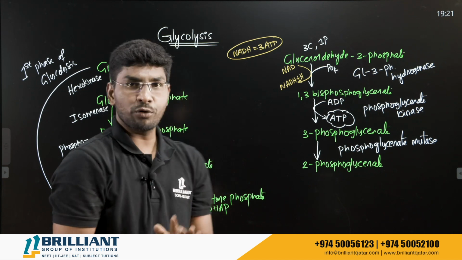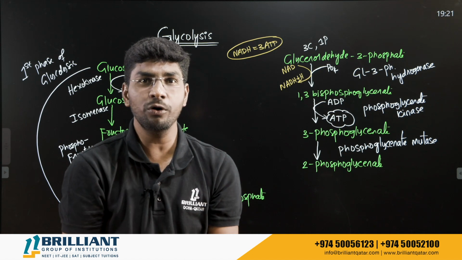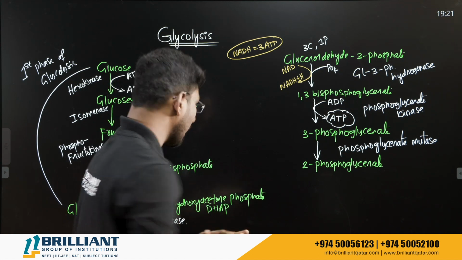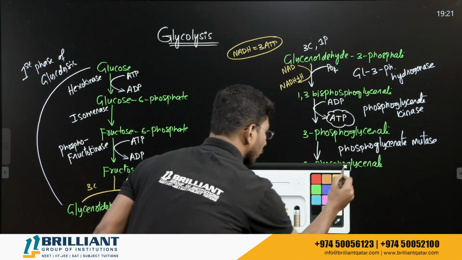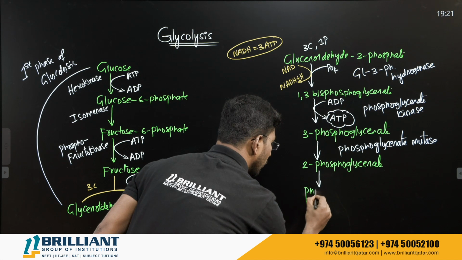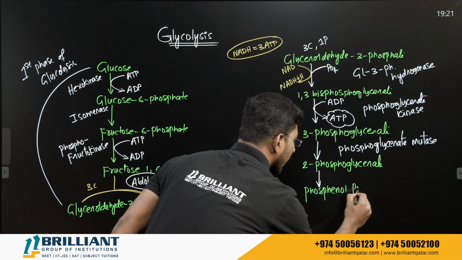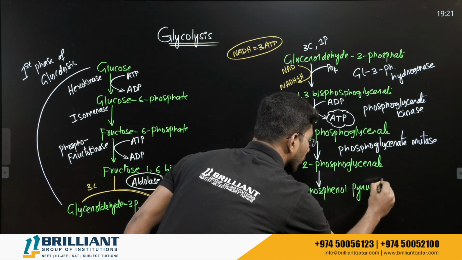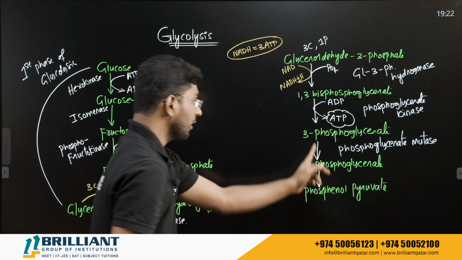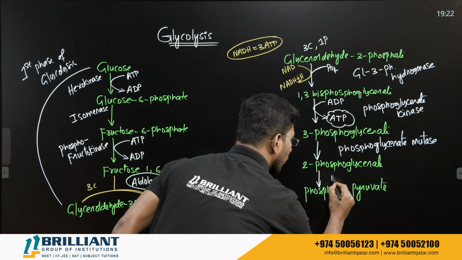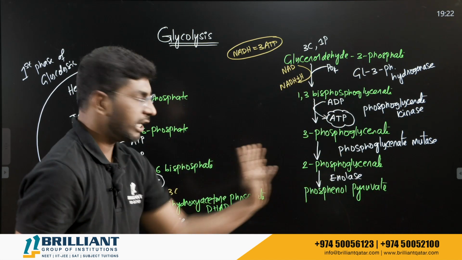Now 2-phosphoglycerate converts into phosphoenol pyruvate. So now this 2-phosphoglycerate converts into phosphoenol pyruvate. Now here also one enzyme is there. Which enzyme here? This enzyme is known as enolase enzyme. These all are enzymes. Enolase enzyme.